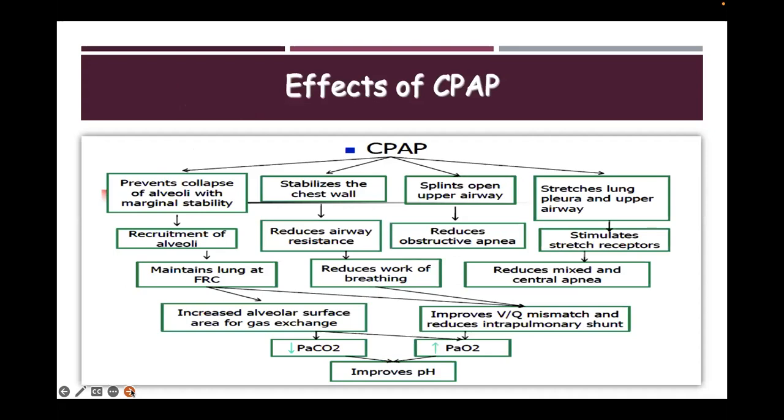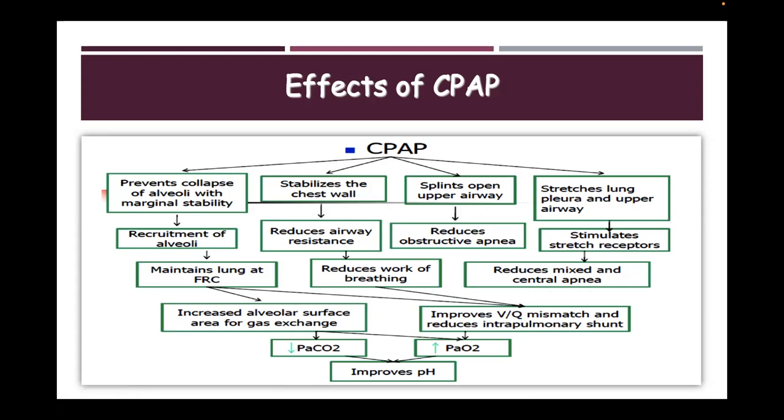CPAP establishes FRC by providing constant distending pressure. Once the alveoli are recruited, there is improvement in ventilation perfusion and decrease in the ventilation perfusion mismatch. This improves oxygenation and causes CO2 washout. Also, in preterm babies, the airways are very pliable because of less cartilaginous tissue and less muscle mass, leading to collapse of the airways. By splinting open the airways, the CPAP prevents obstructive apnea, and by stretching the lungs, thereby stimulating the J receptors, it also helps in central apnea.